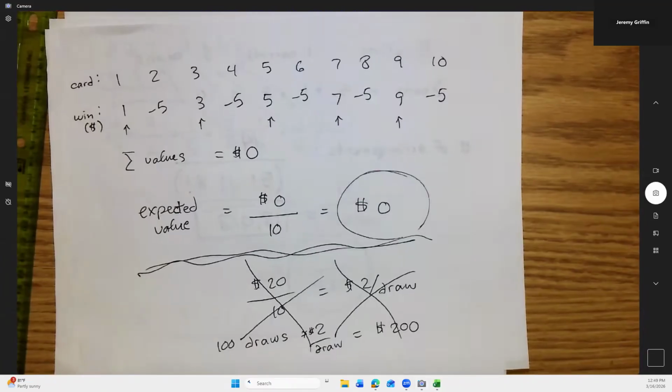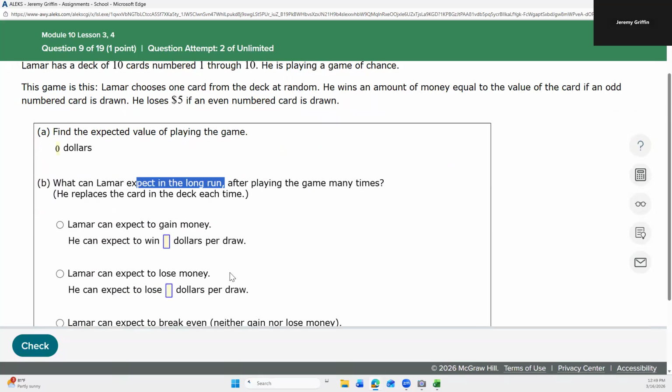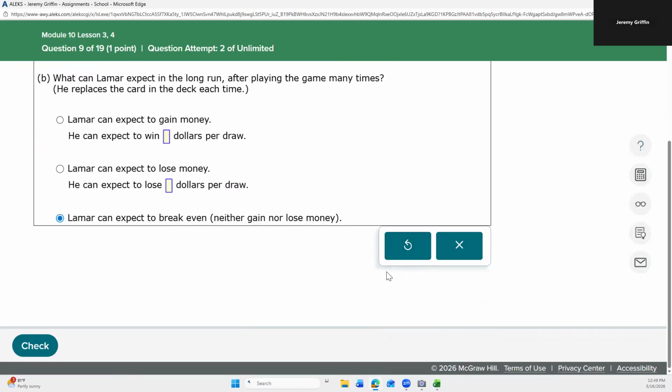So let's go back over to Alex. I'll type in $0. So per draw has to be 0 on average, in the long run. So now if he plays this game 100 times, he's going to expect to approximately break even. He might gain a little, he might lose a little, but 0 times whatever would be 0.